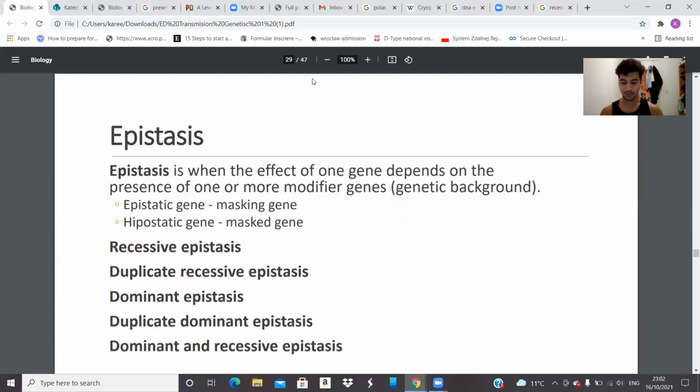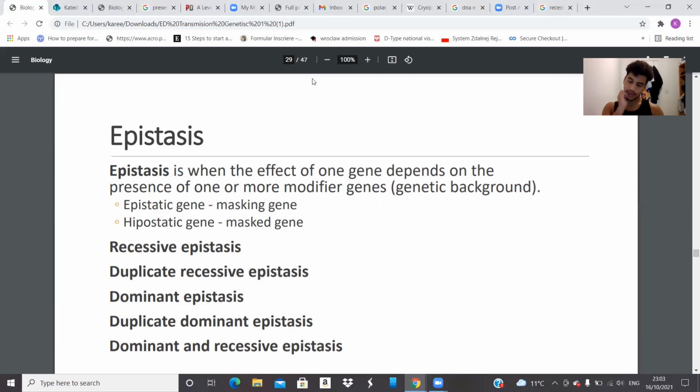Epistasis. Everyone's nightmare. There are 5 types of epistasis: recessive, dominant, duplicate recessive, duplicate dominant, and dominant and recessive. So what does epistasis mean? Epistasis means that one gene, in a certain state, dominant or recessive, will affect the expression of another gene.